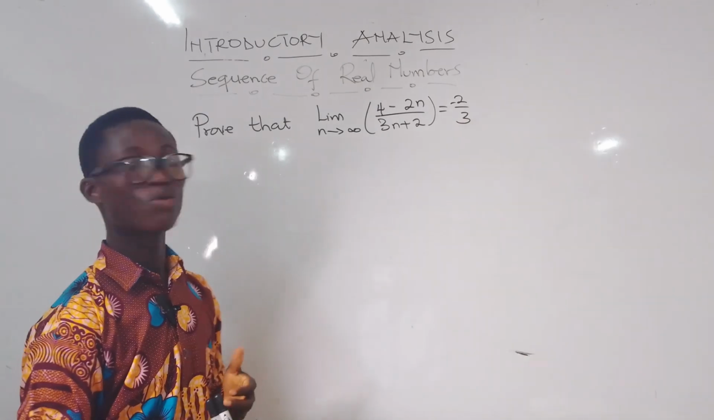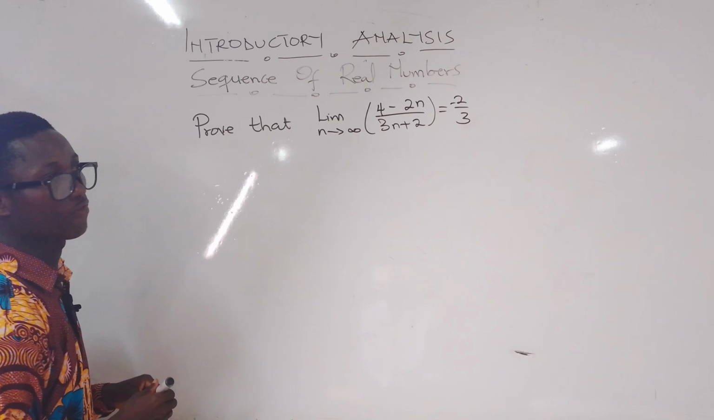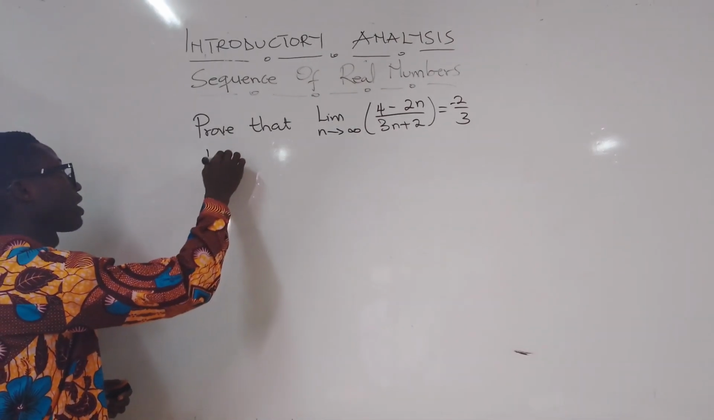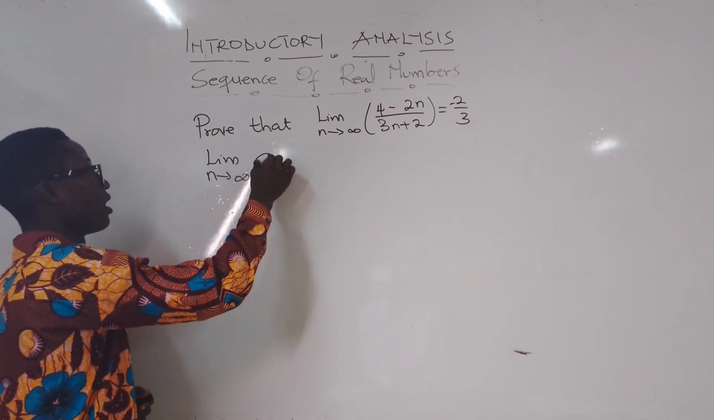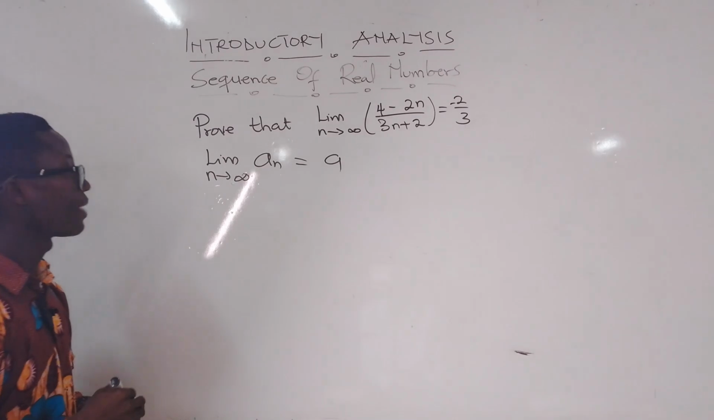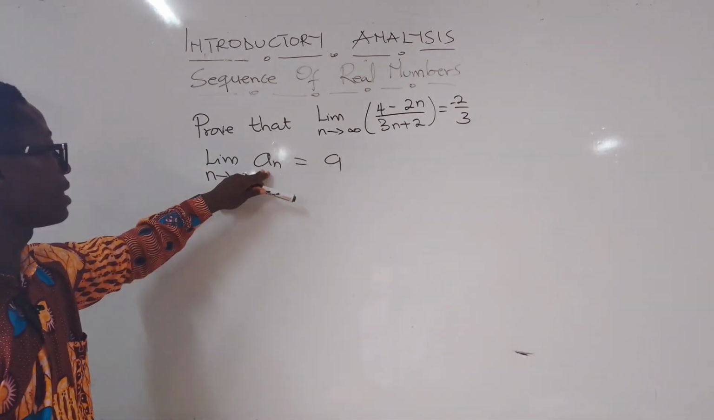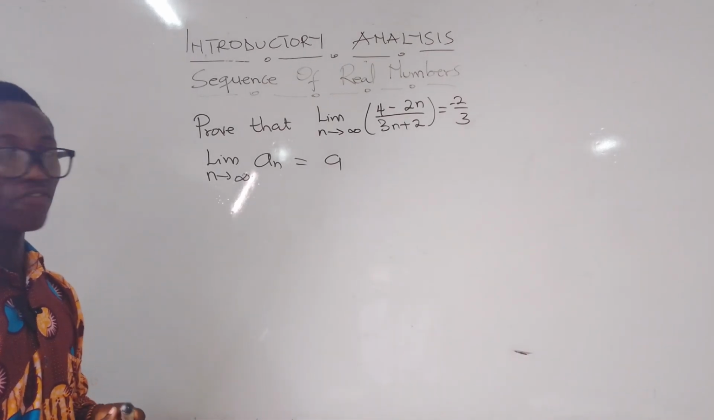Now, before we start this question, let's define the limit of a sequence. When you are given a question like the limit as n approaches infinity of a sequence a_n is equal to A, and you're asked to prove that this sequence converges to A, this is how we define it.